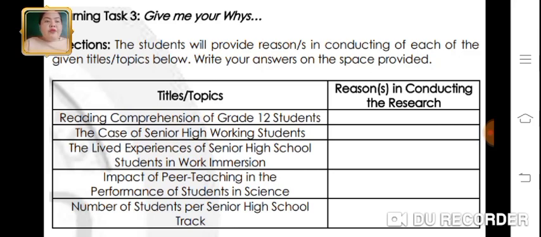Number 3. The student will provide reasons in conducting each of the given title topics below. Write your answer in the space provided.